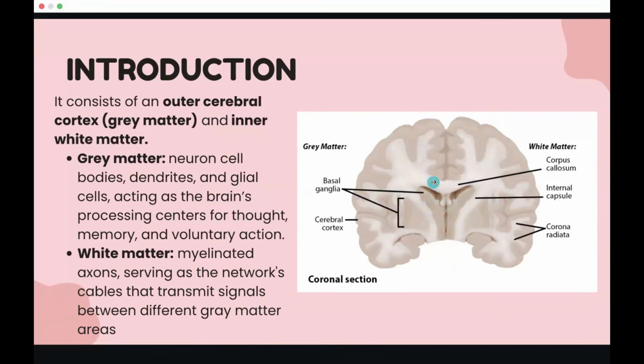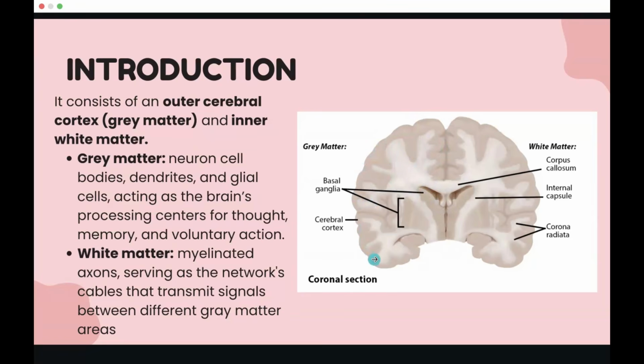What is the difference between gray and white matter? Gray matter is made of neuronal cell bodies, dendrites, and glial cells. So it acts as the brain's processing center for thought, memory, and voluntary actions. This is the gray matter. It is darker than the matter inside, which is the white matter, and it forms the outer layer.